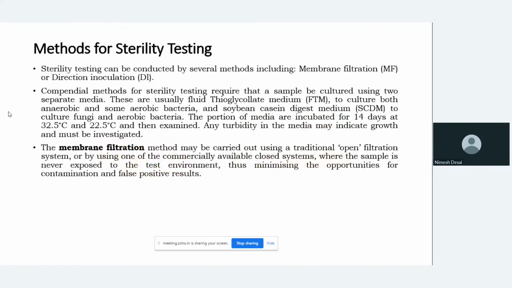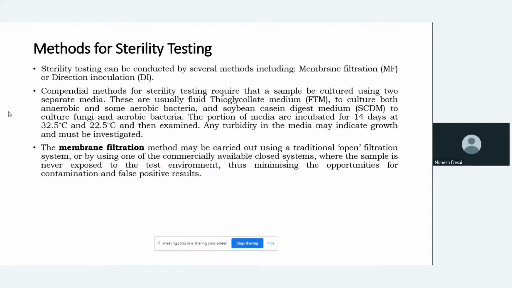How can we do the sterility test by membrane filtration? There are two techniques for the sterility test: the membrane filtration technique and the direct inoculation technique. We can use the membrane filtration technique when the product is water soluble and easily filtered through a 0.45 micron filter. But for products that cannot be filtered through a 0.45 micron filter, we need to go by the direct inoculation technique.